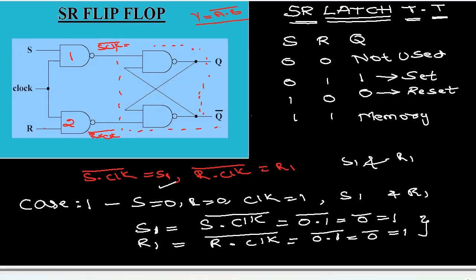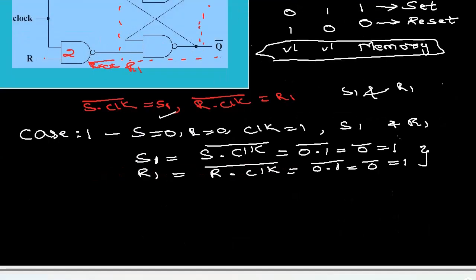Now the latch input values are S1 and R1. When S equal to 1, R equal to 1, this condition is called the memory condition. So no need to prove it here, because we already proved it in the SR latch. When S1 equal to 1, R1 equal to 1, then the latch output is memory.